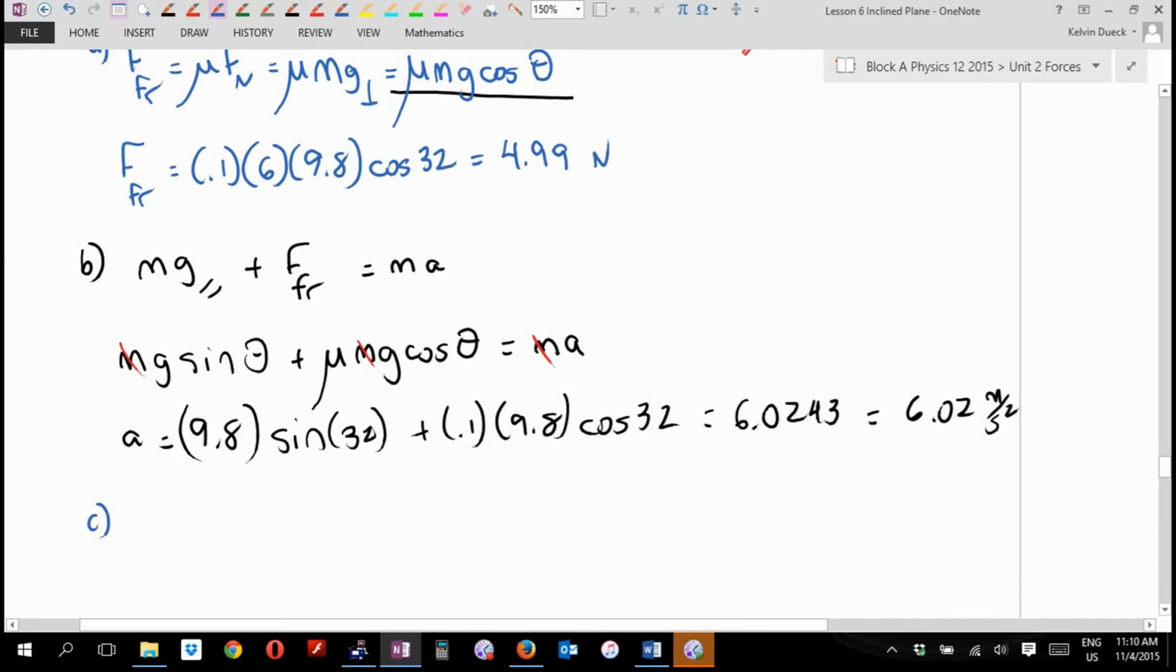C. What's C asking me to find? I'm going to go back to Unit 1 and use my DFIC approach. I'm going to say T equals question mark. Find time to what? To stop. What else can I write? VF equals 0. Did they give me a VI? Yes.